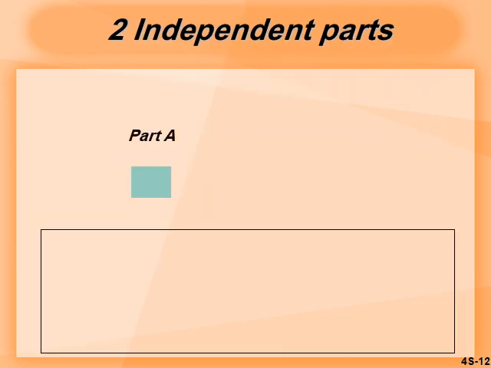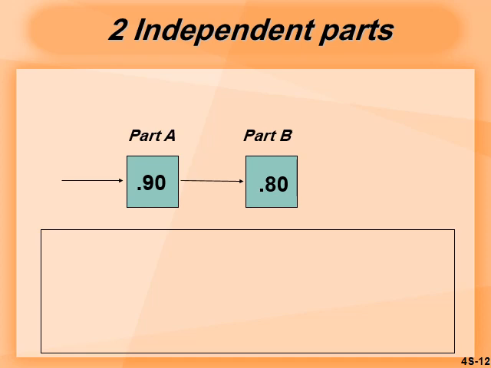Now, to draw this system, we have 2 parts. Part A is represented by a box or a square. We put the success probability inside the box, and part B is another box with its success probability 0.8. Since these 2 parts are necessary for the system to operate, they are represented in a sequential way, put at the same level.